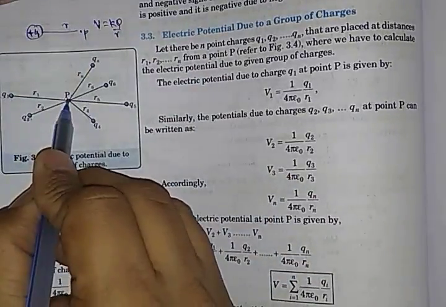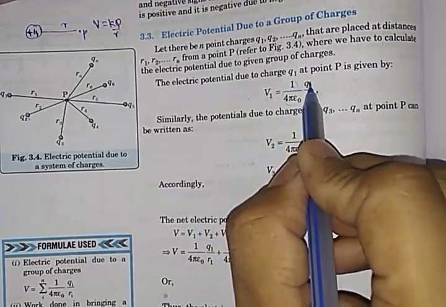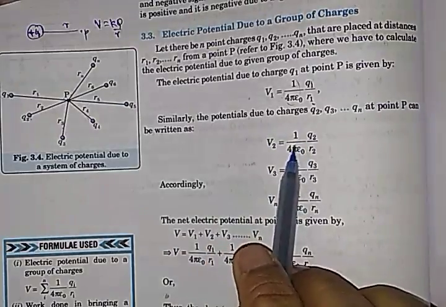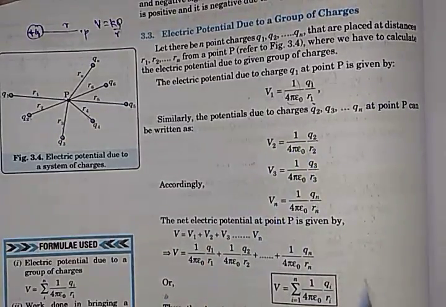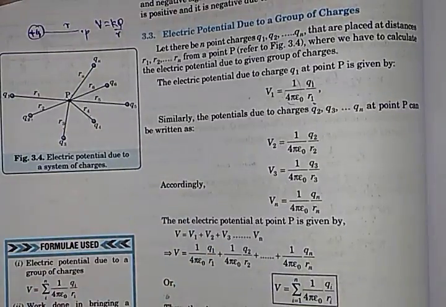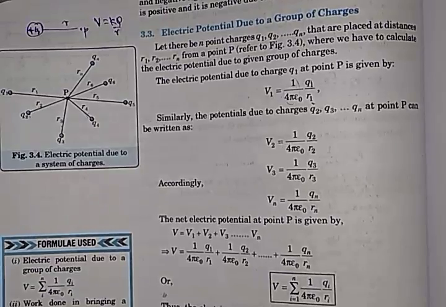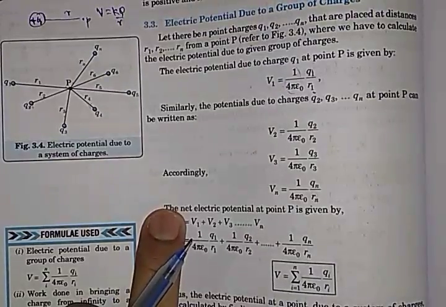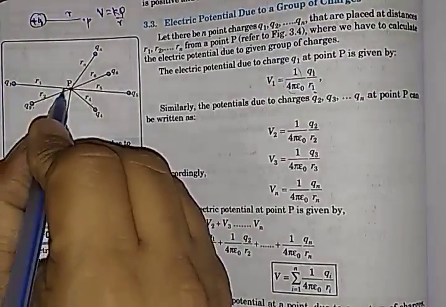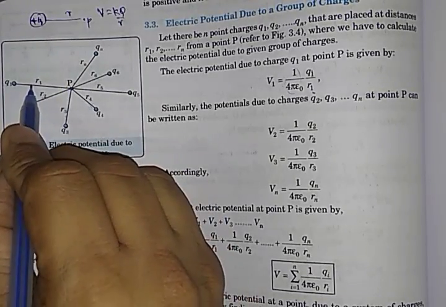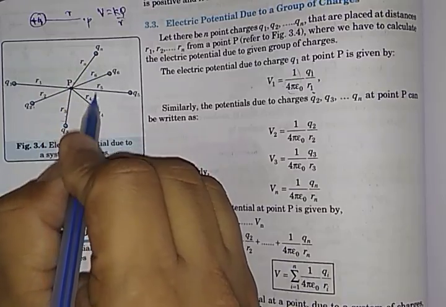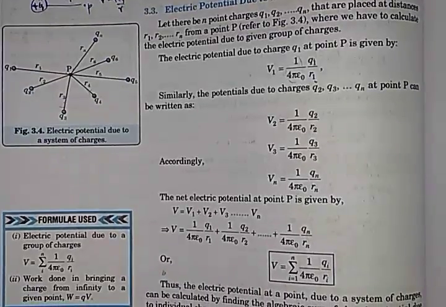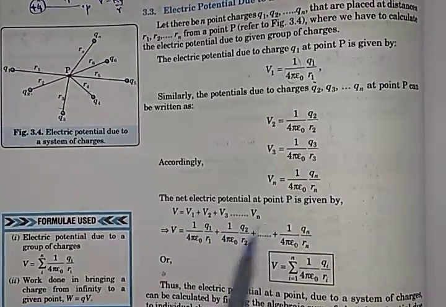So for the first charge, the potential is k q by r. This is the first potential. Now for the second, V is equal to k q by r. Similarly, third, fourth, and n number of charges are given. Now we know, students, that potential is a scalar quantity. So we are going to find the net potential at point P. At point P we have no direction, so we simply add all of them, because we can only calculate the magnitude. The magnitude can be calculated by simply adding all the potentials V1, V2, V3.